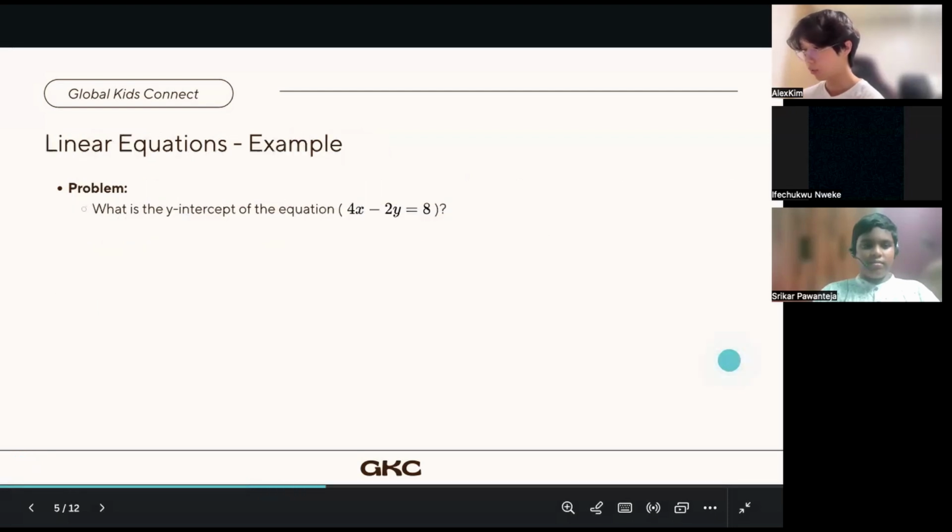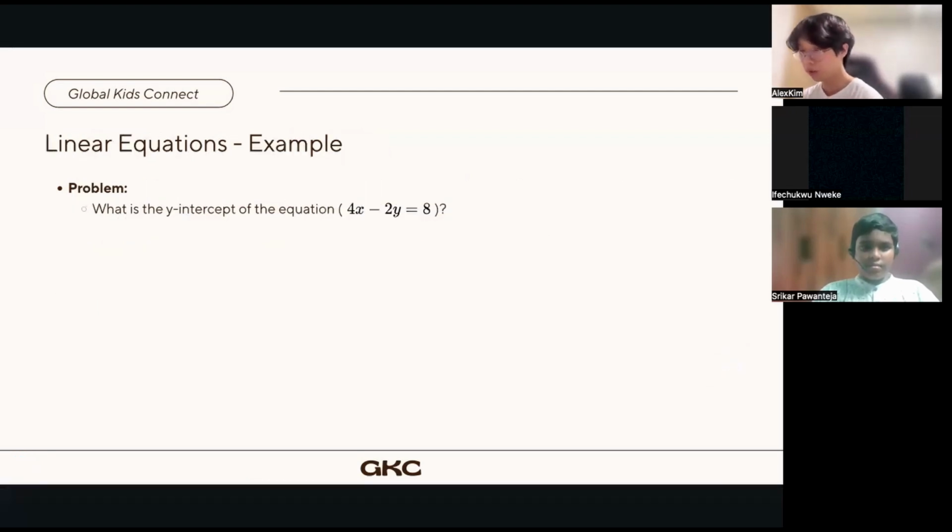So let's take a look at an example question. First problem, very simple. What is the y-intercept of the equation 4x minus 2y equals 8? We have a linear equation, meaning the power of x is only 1, and we are given it in general form. We can rewrite this so that we isolate the y variable on one side and push everything else, such as the x variable and the constants, to the right so that we get a much more usable equation.